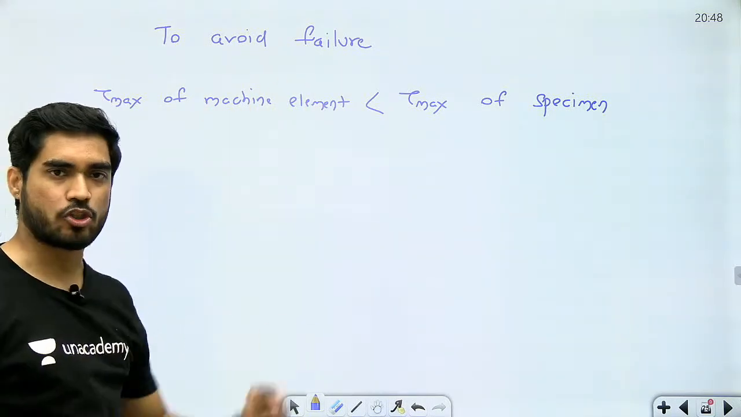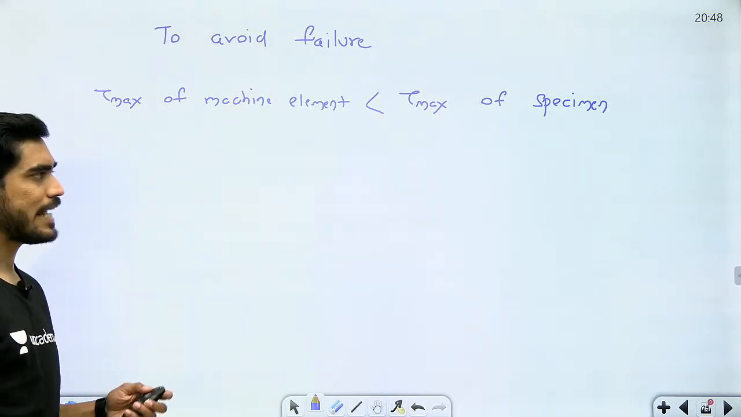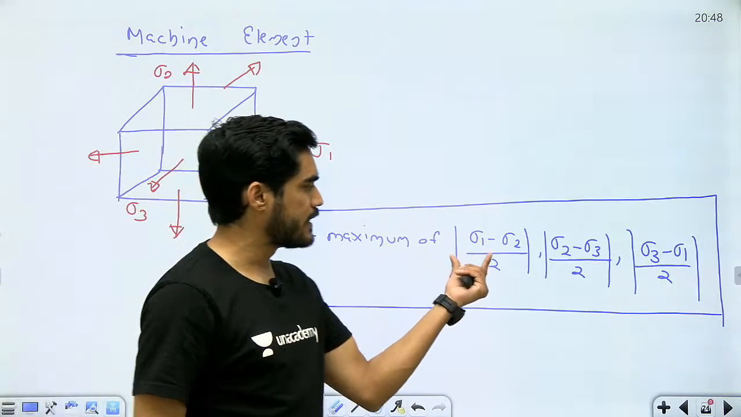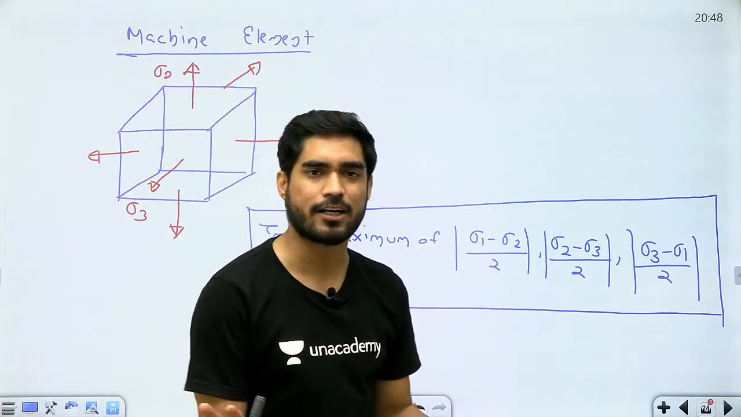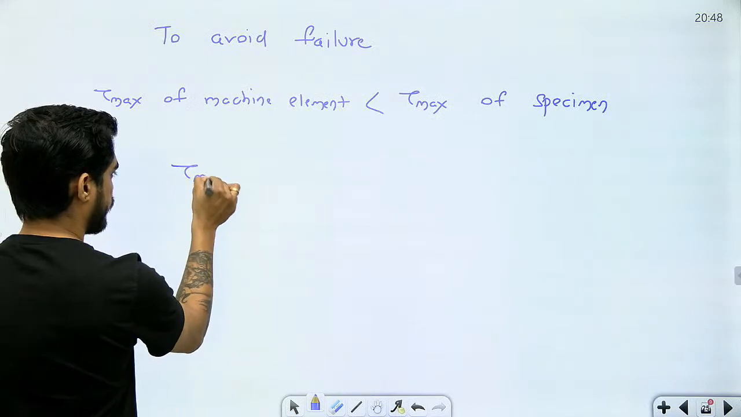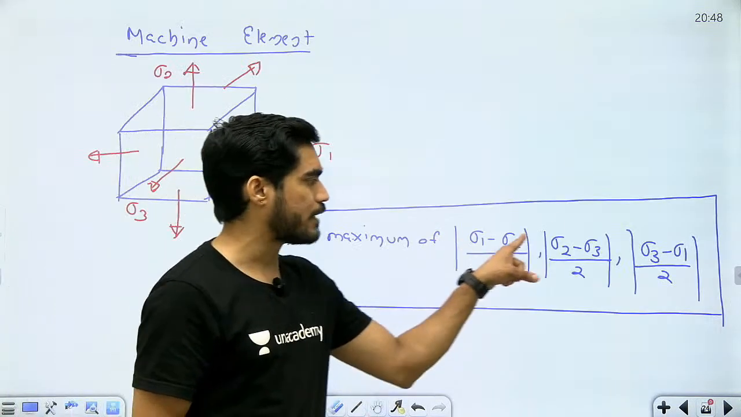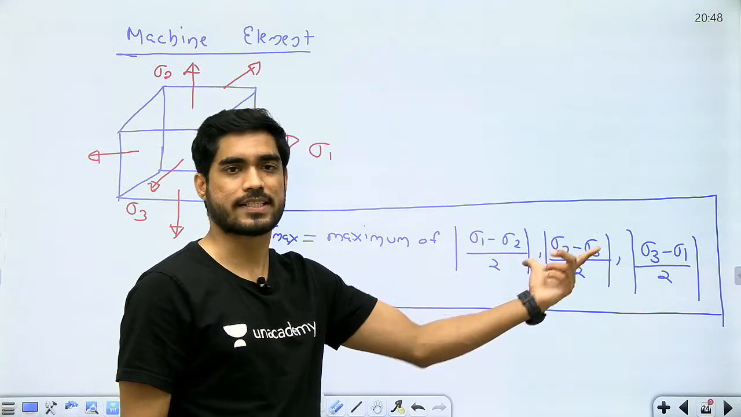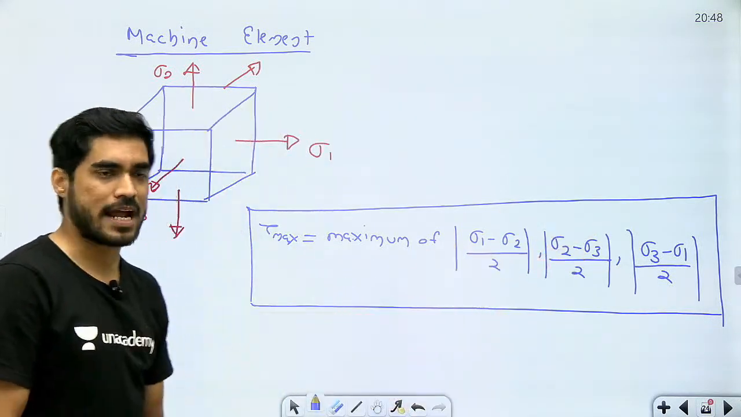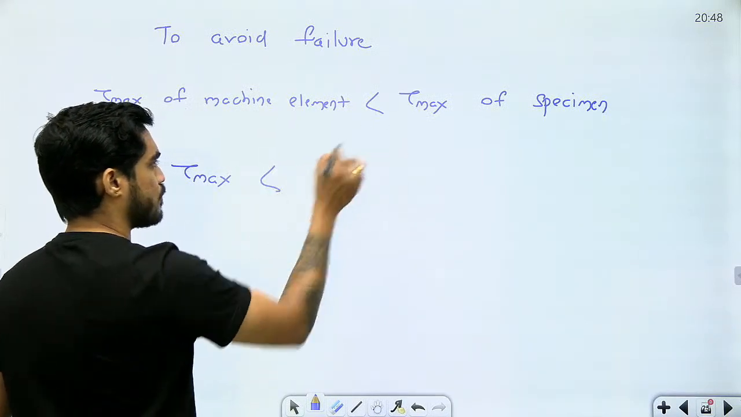This will be the relation to avoid the failure. Now what is tau maximum of machine element? That I don't know right now. It can be this, it can be this, it can be this. Right now I don't know, so I am not going to write it. I will simply write it tau max. Okay, in exam you will get the values of sigma 1, 2, 3, so you can find out which one is tau max. Right now I am simply writing tau max. Okay, but I know the tau max of specimen.